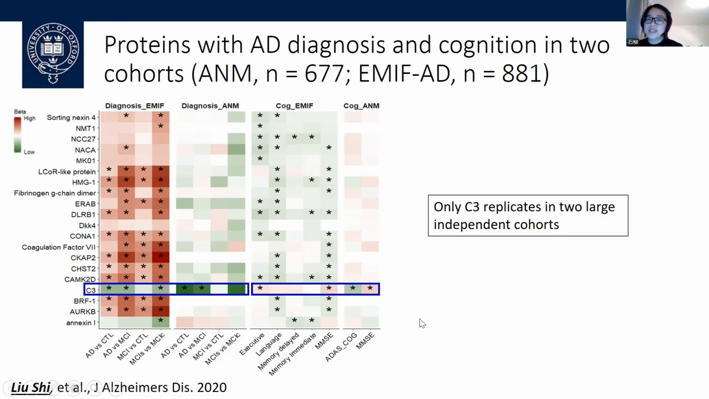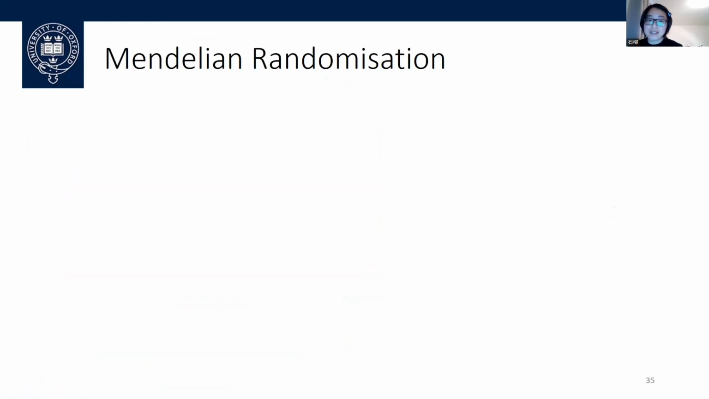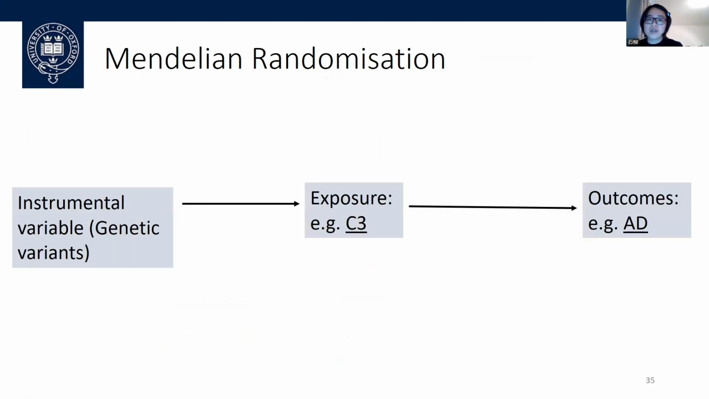We then were very interested in testing whether C3 has a causal relationship with the AD diagnosis. So we used Mendelian randomization. Mendelian randomization is a very powerful tool to explore the causal relationship between exposure and outcome. So here I give you a brief introduction to Mendelian randomization. Mendelian randomization uses instrumental variables such as genetic variants to explore the causal relationship between exposure, here C3, and outcome, here AD.